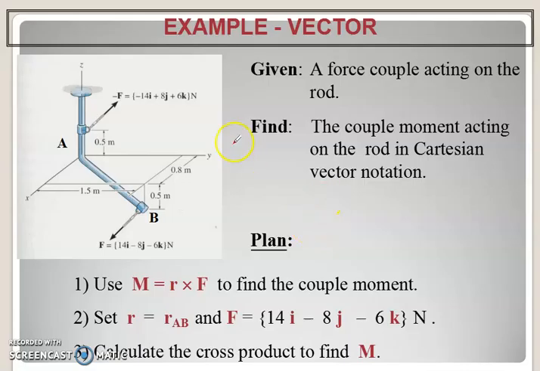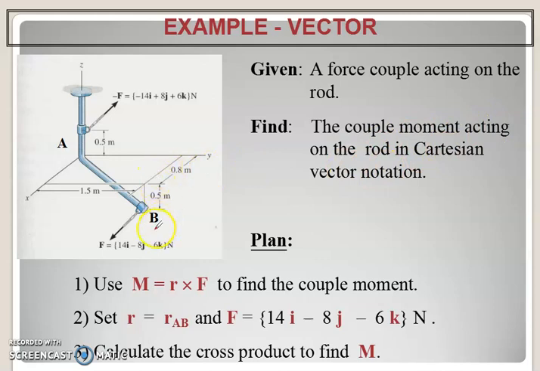Okay, let's do an example here. Given a force couple acting on the rod, you have a rod like this, so you have a couple of forces. One force is in this direction, and the other force is in the opposite direction of this force. Then find the couple moment acting on the rod in Cartesian vector notation.